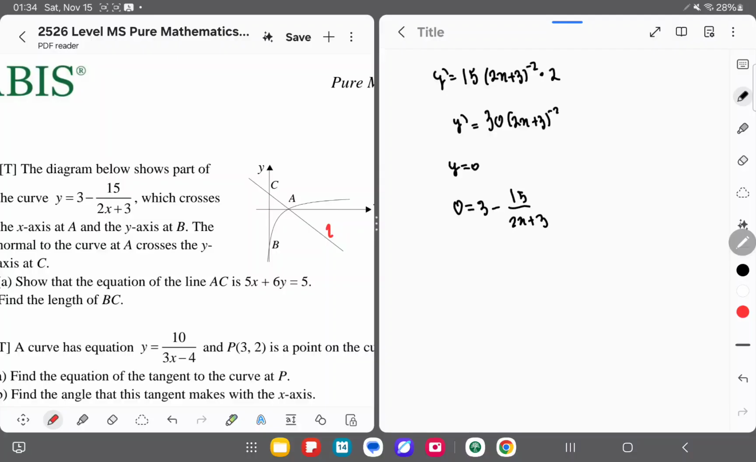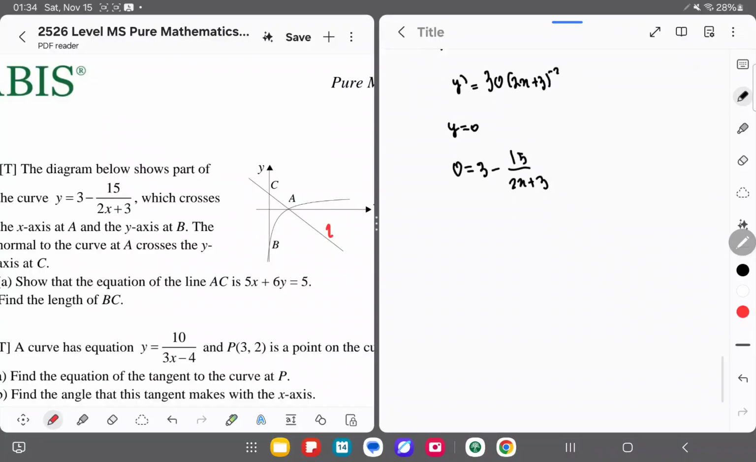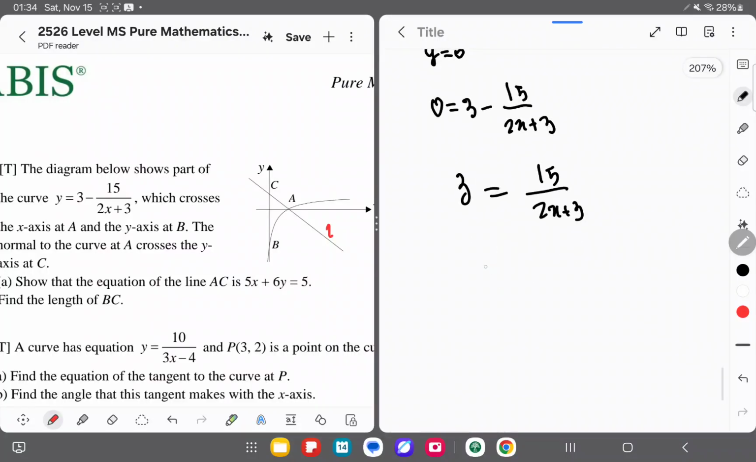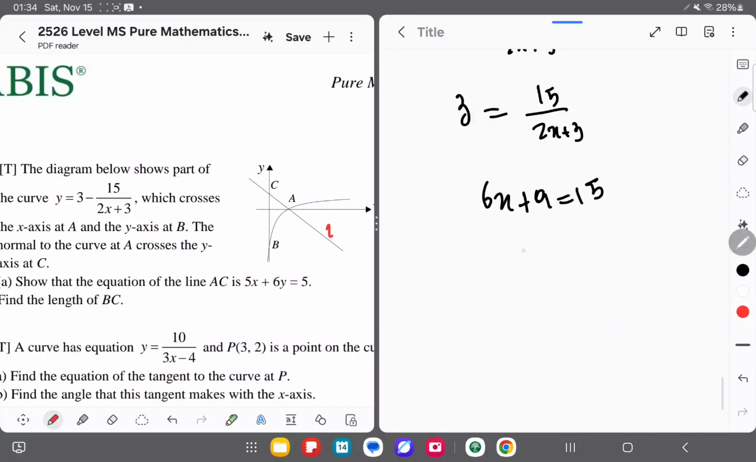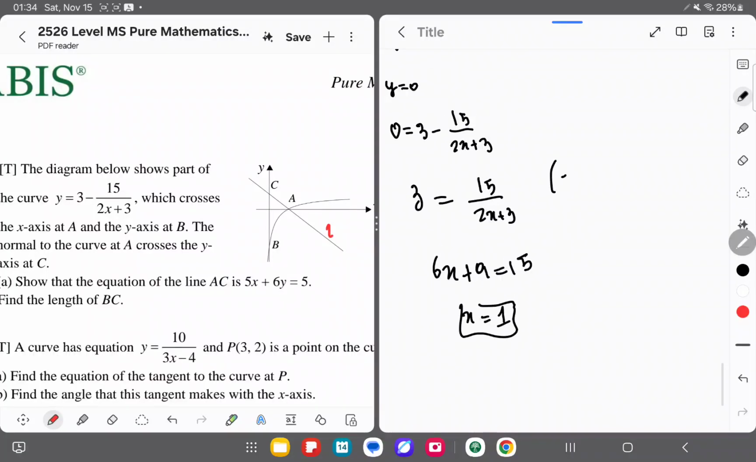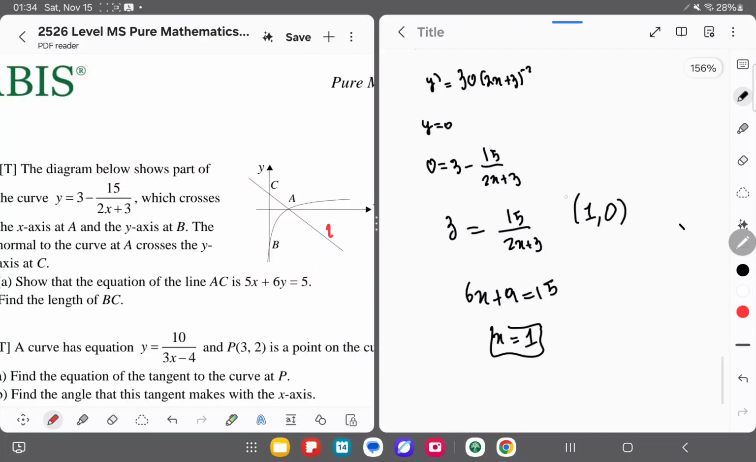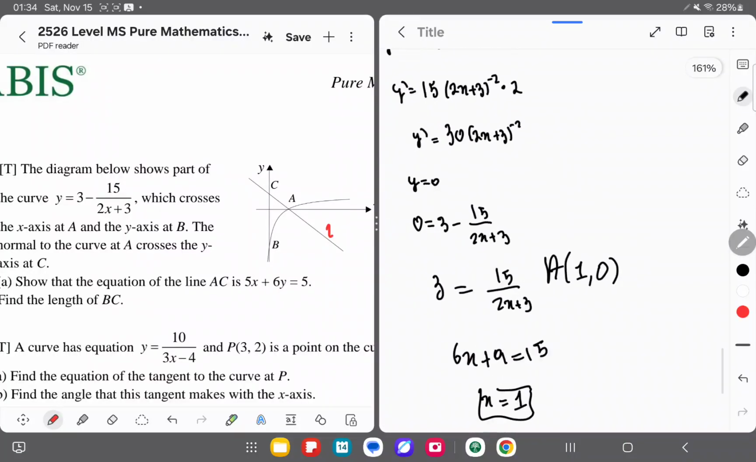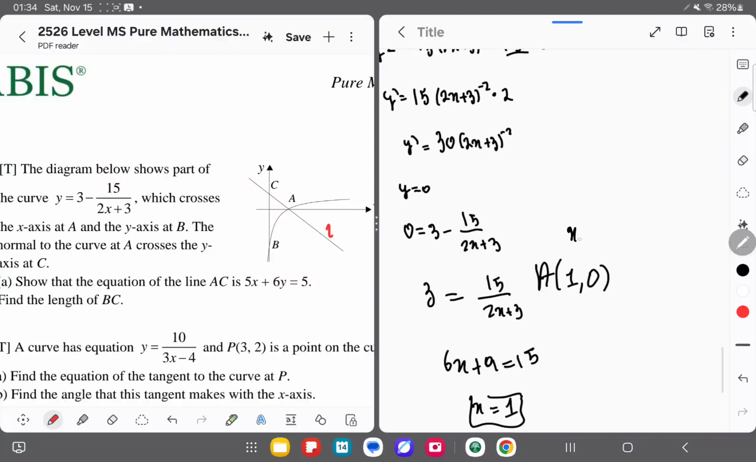We just want to get the full coordinates. Then we get 3 is equal to 15 over 2x plus 3. So that means 6x plus 9 is equal to 15, and that means x is equal to 1. So now that we have x equals 1, we have the full coordinates. It's (1, 0), the x-intercept. We know that coordinate is A, and you can call it x0, y0.